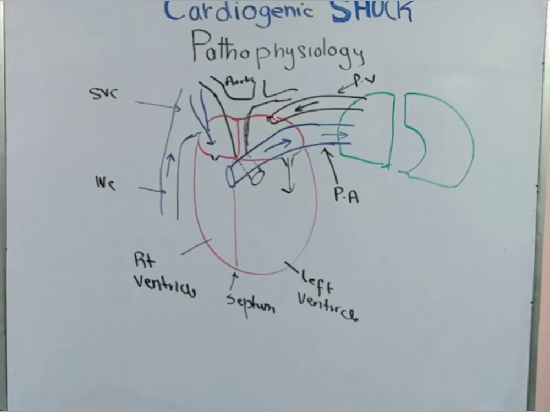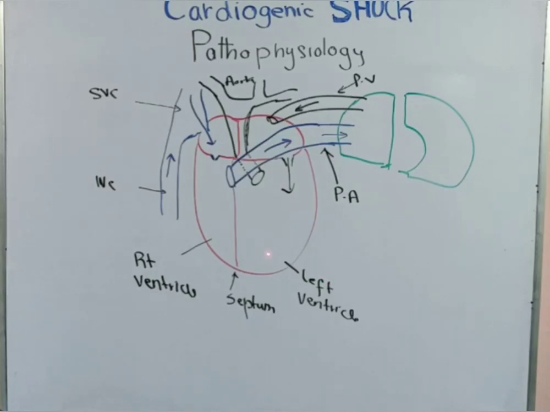The blood which comes from the lungs through the pulmonary vein and then into the left atrium ultimately ends up in the left ventricle. Then at the end of that relaxation phase of the left ventricle, or the diastole, that amount of the blood is known as the end diastolic volume.